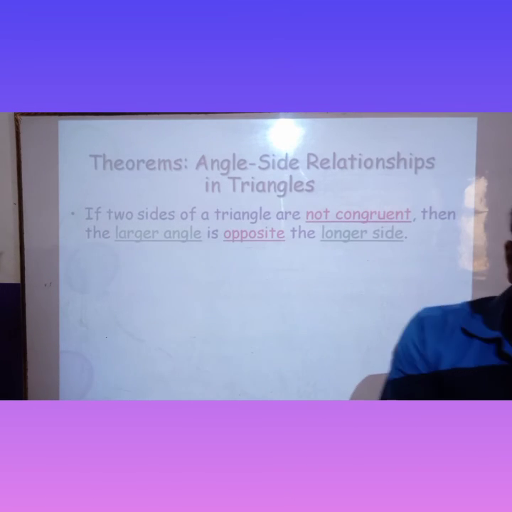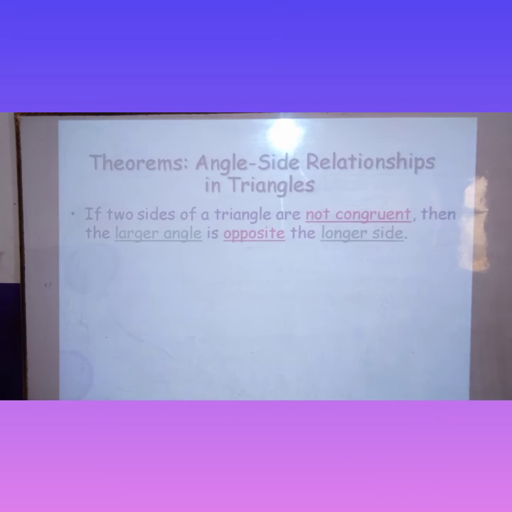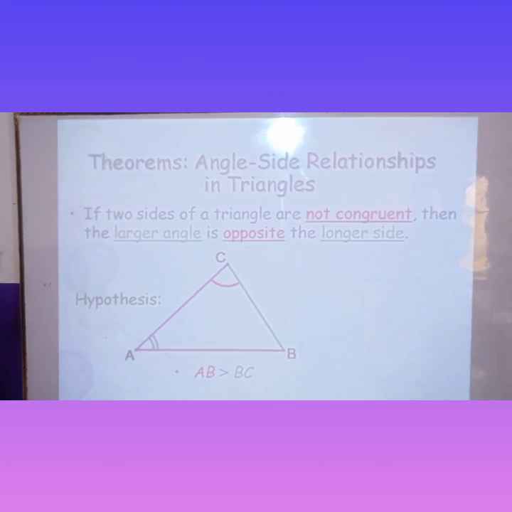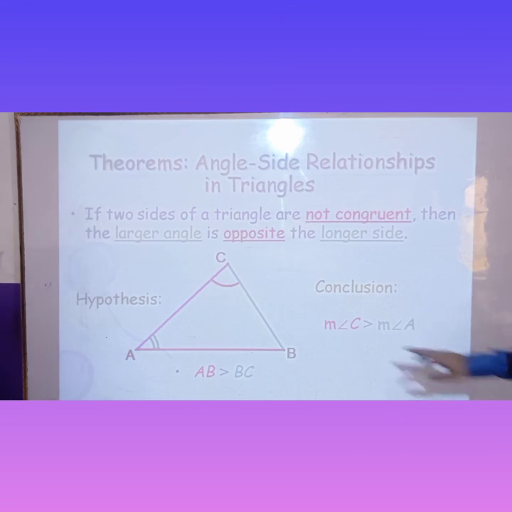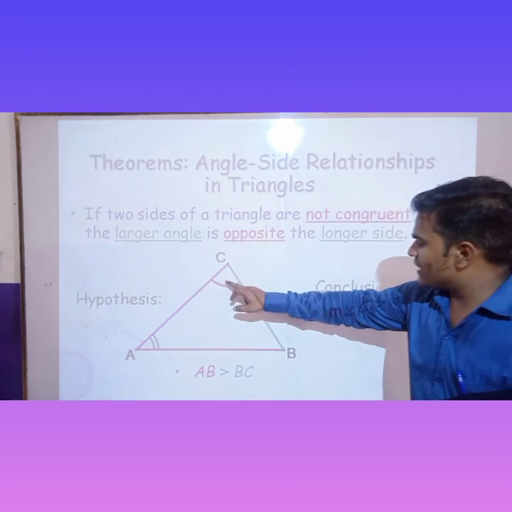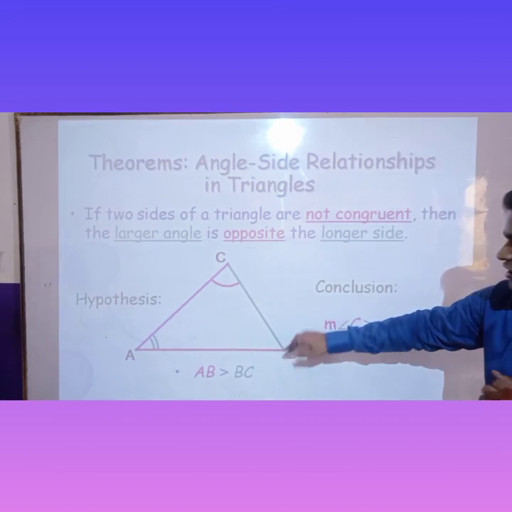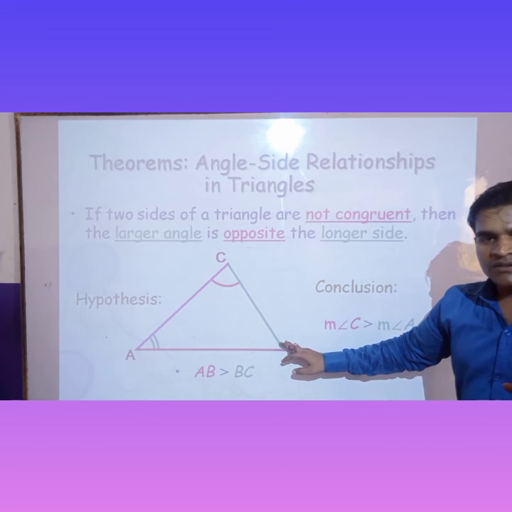Is it clear, children? See there, this is a figure. This is a triangle in which the hypotenuse is larger, so AB is greater than BC. This is AB, which is greater than this BC. If AB is greater than BC, then the measure of angle C is greater than the measure of angle A as well as the measure of angle B. Okay, thank you students.